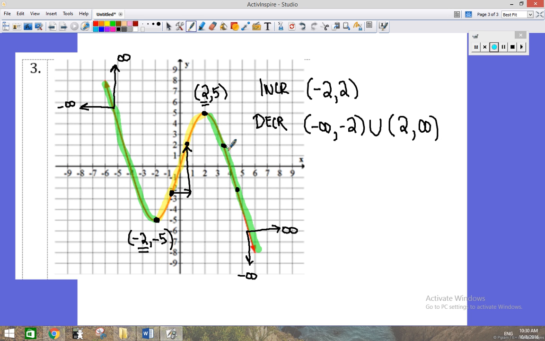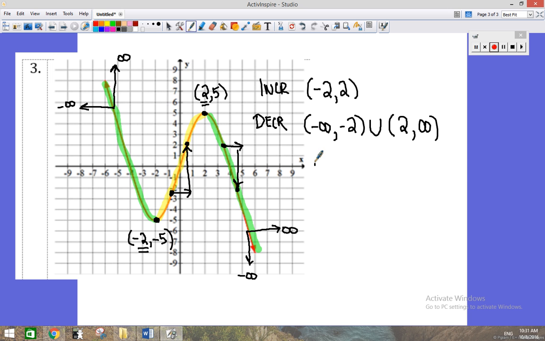Any 2 points, let me rephrase that, any 2 points that have an x coordinate that is larger than 2. As I move to the right, the y values are decreasing. So like I say, if you found the slope between these 2 points or between any 2 points in this region, for all the points in this region, it's decreasing. The slope is negative.